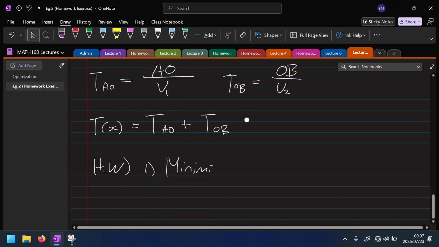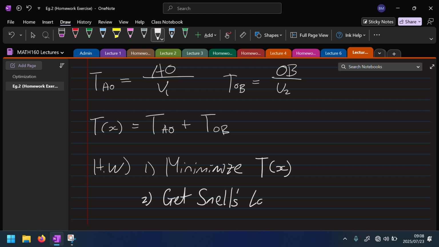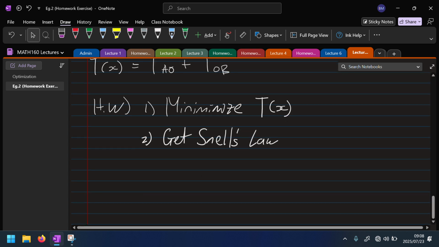Oh, there's a pen. So you're going to minimize the time function, and then from that, you're going to get Snell's law. And I'll give you a little hint for that as well. So the minimizing is quite straightforward. Just do the derivative. You'll get some equation. So we minimize T of x, set it equal to 0. That's going to give you some equation. And then number 2, you'll get Snell's law. Okay, and then a little hint for that.